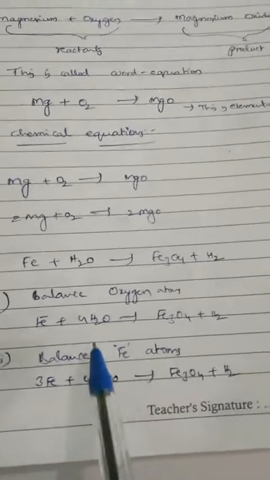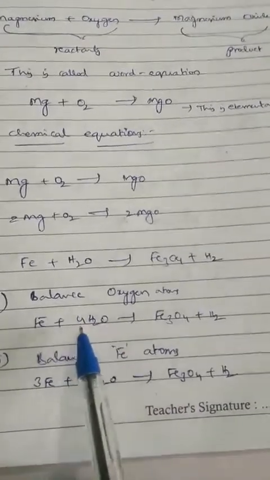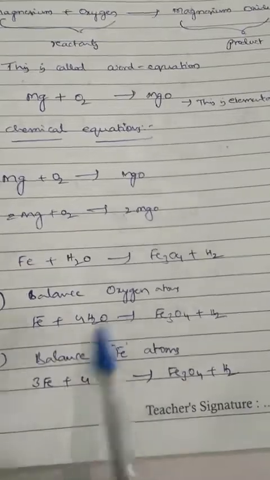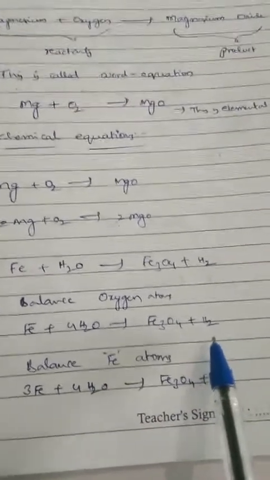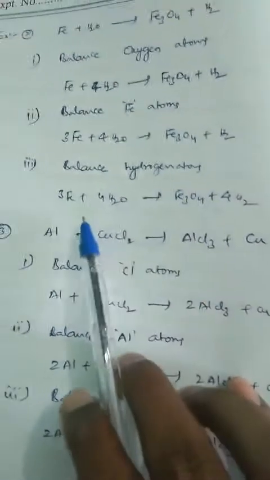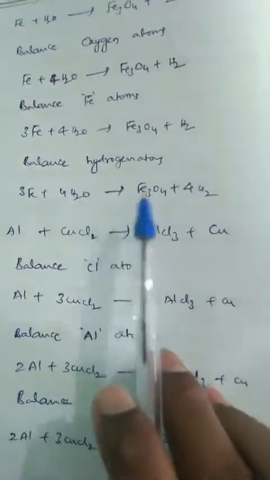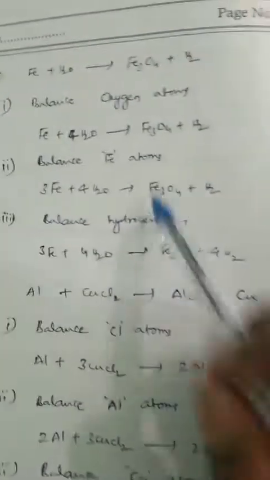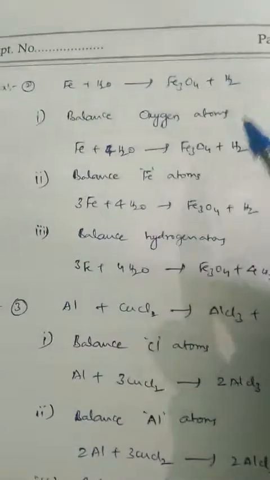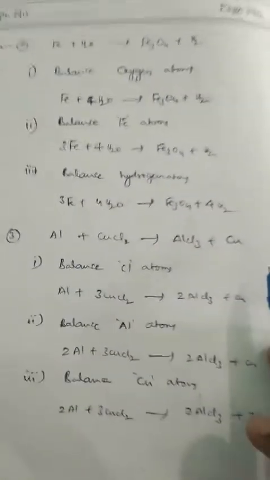Now, after putting 4 before H2O, there are 8 hydrogen atoms on the left side and 2 hydrogen atoms on the right side. So we should balance hydrogen atoms also. So the last step is to balance hydrogen atoms. So 3Fe plus 4H2O gives rise to Fe3O4 plus 4H2. So this is the way to balance a chemical equation. So you should know it.